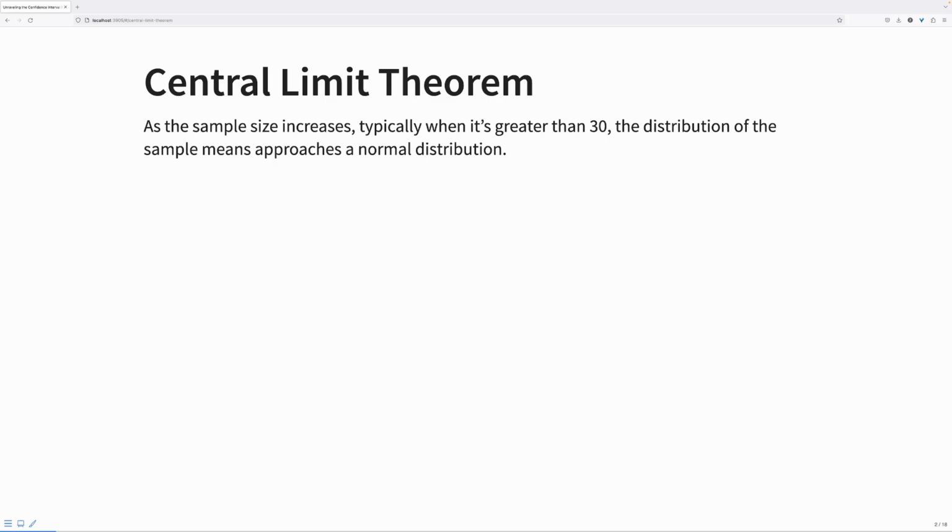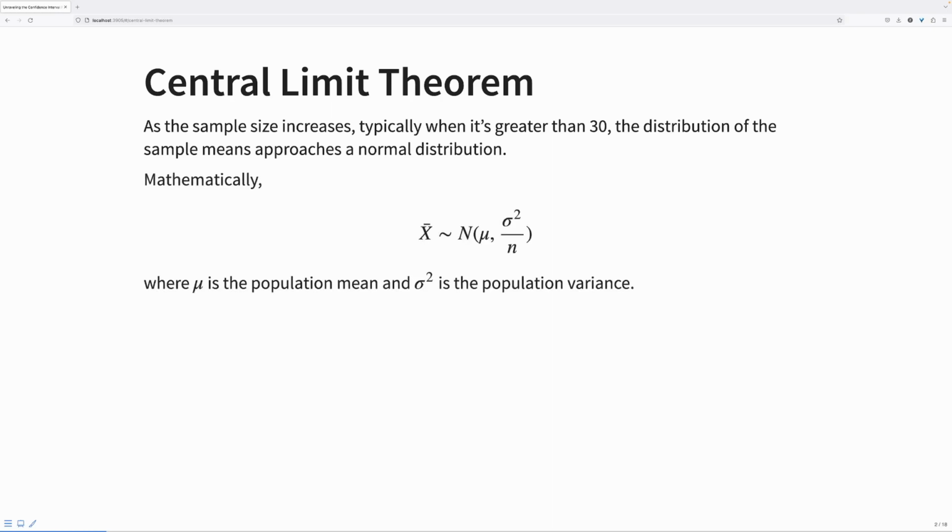In the last video, we talked about the central limit theorem, which states that as the sample size increases, typically when it's greater than 30, the distribution of the sample means approaches a normal distribution. So mathematically, the sample means follow a normal distribution with a mean of mu and a variance of sigma squared over n, where mu is the population mean and sigma squared is the population variance.